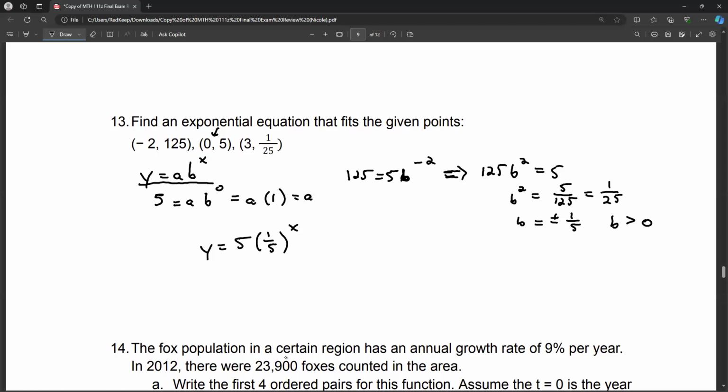And if you want, you can go ahead and use the third point to check your work. That would be a good idea on the exam if you had time.